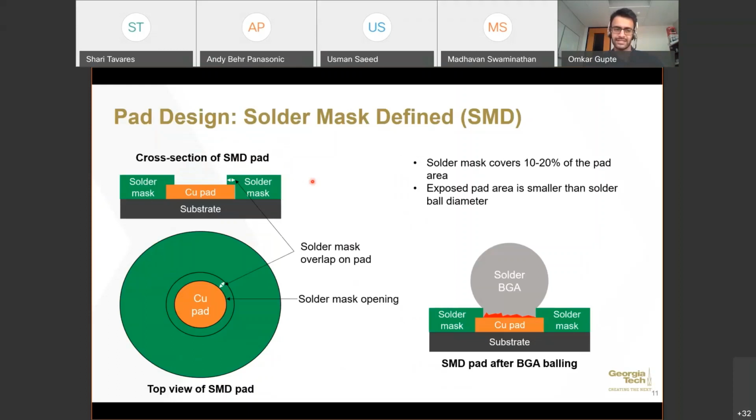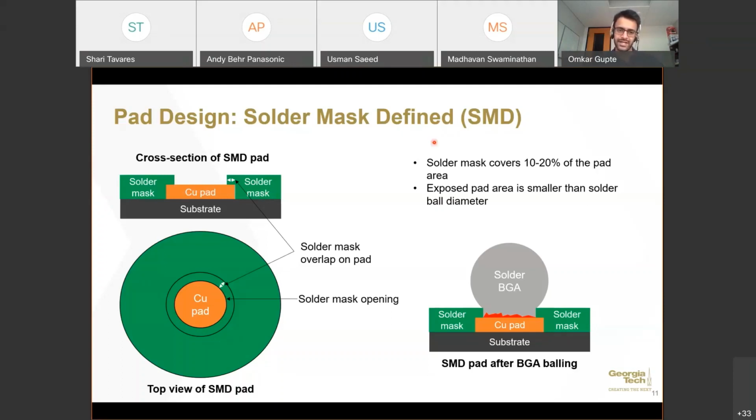There are two main types of pad designs that are currently used, based on the way the solder mask is deposited on the substrate. Solder mask is essentially a dielectric, which is the outermost dielectric layer on the package substrate and on the PCB. It prevents the solder from spreading outside the required area. So if the solder has to spread only on the copper pad, the solder mask will make sure that it spreads only in that area and doesn't spread outside.